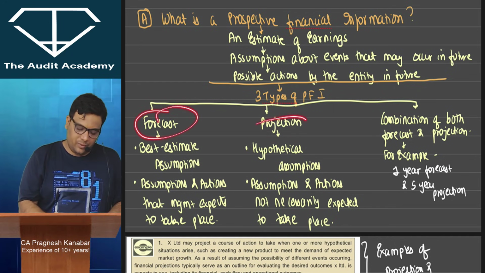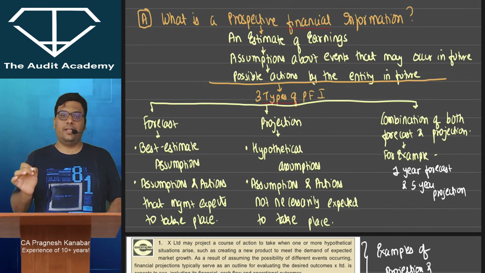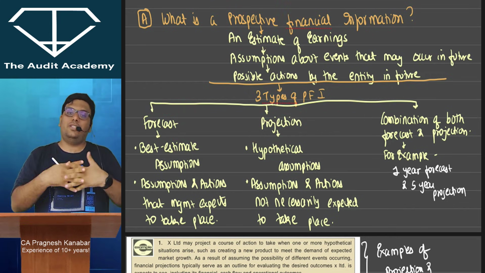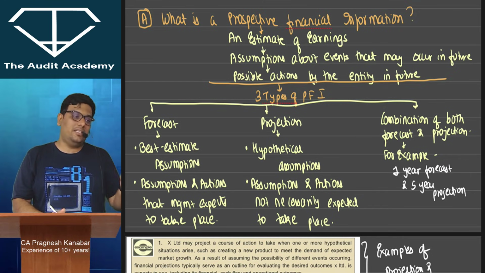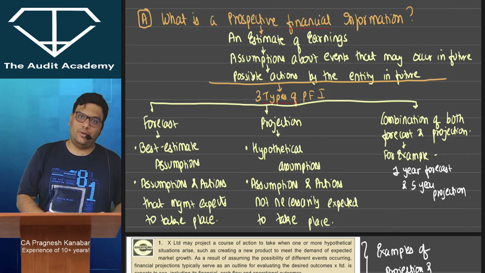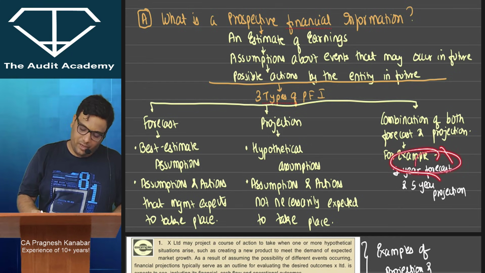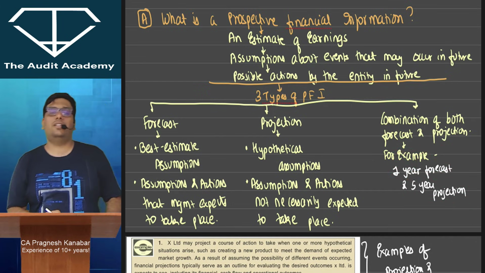And what are forecast and projection commonly called? Prospective financial information. There is sometimes a combination of both. That means an entity will show you what may happen in the next 5-6 months, and then what is going to happen in the next 10 years. So a 1 year forecast and 5 year projection is just called a combination. So you just call it prospective financial information.